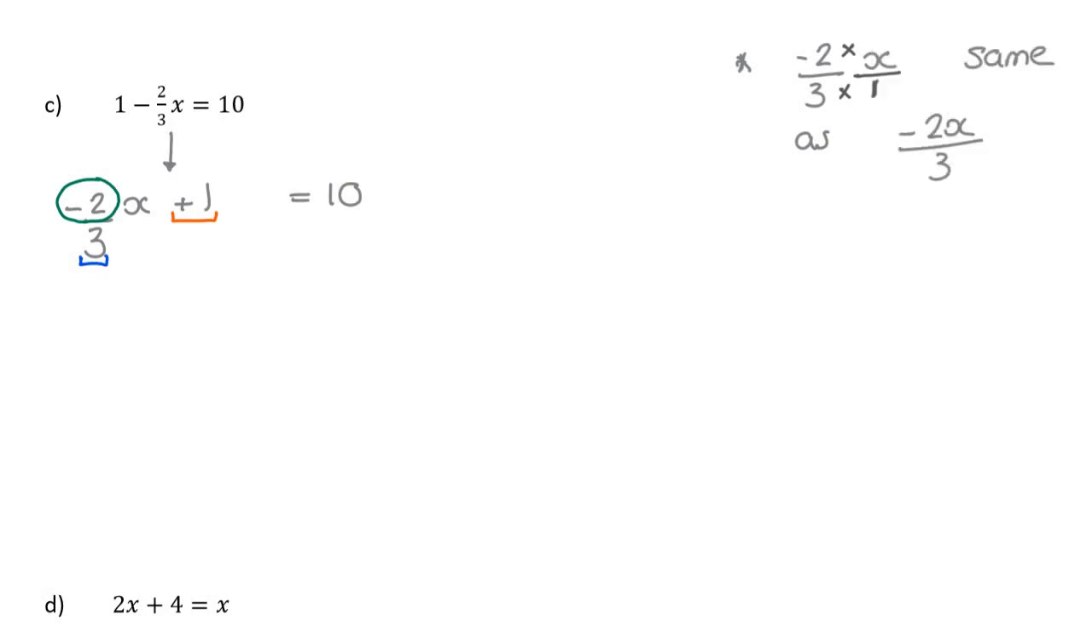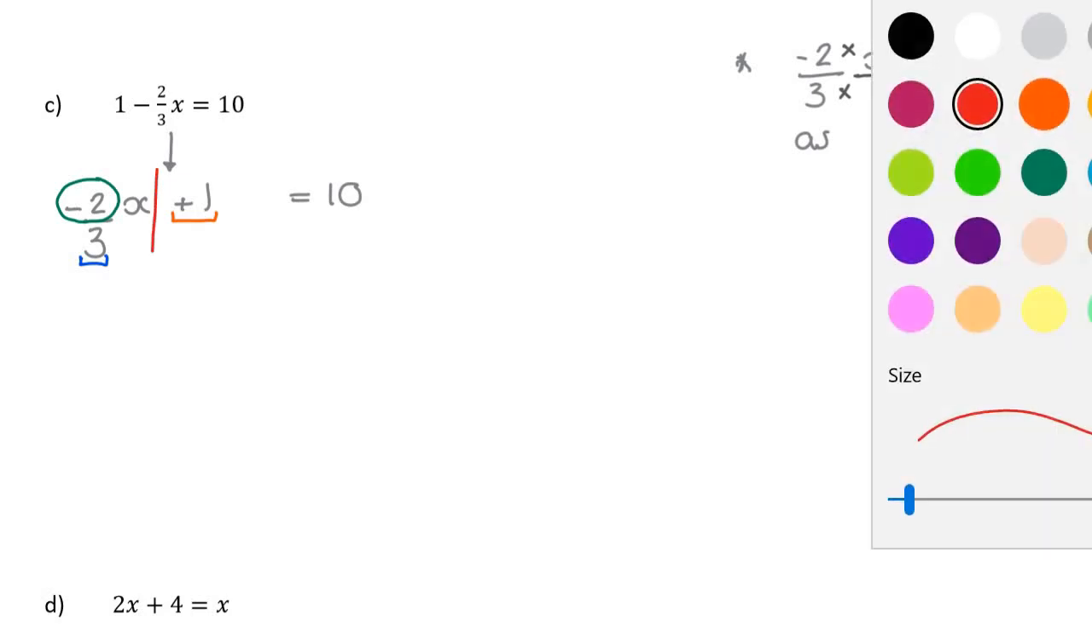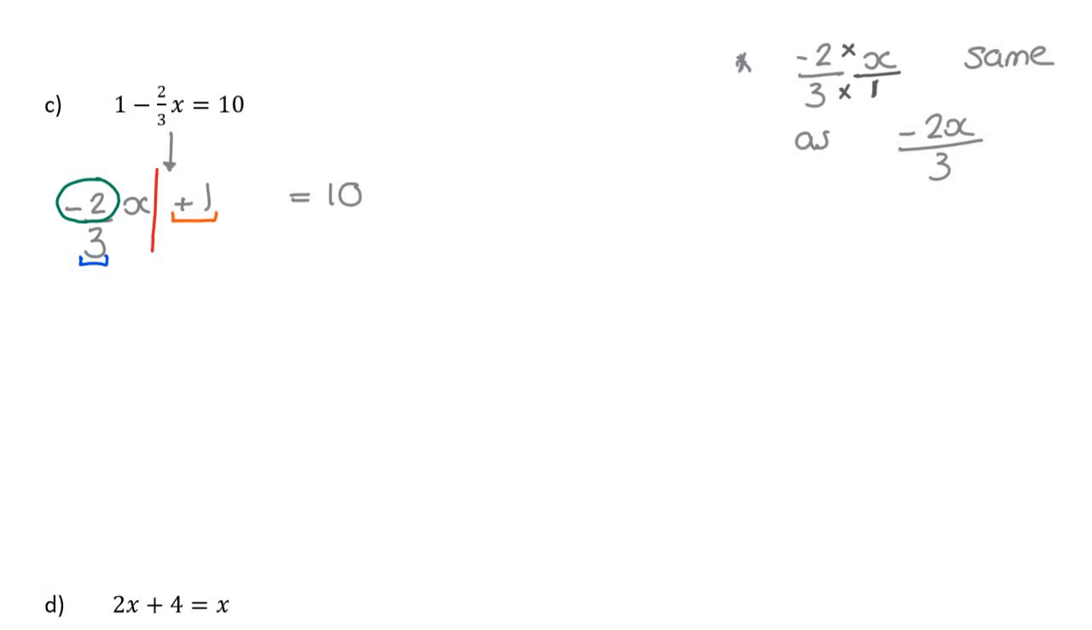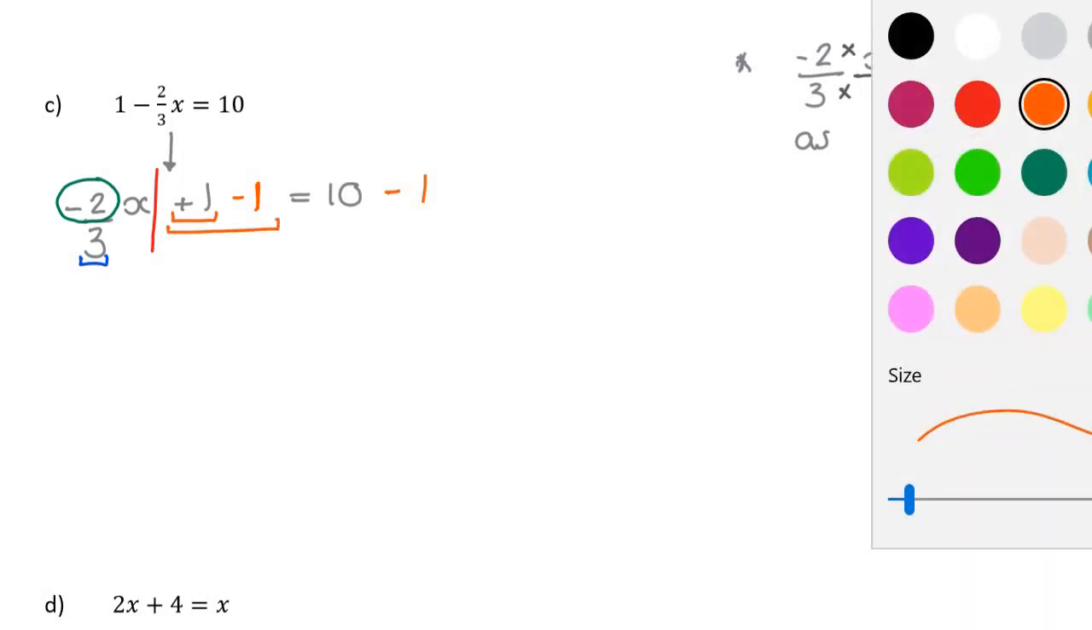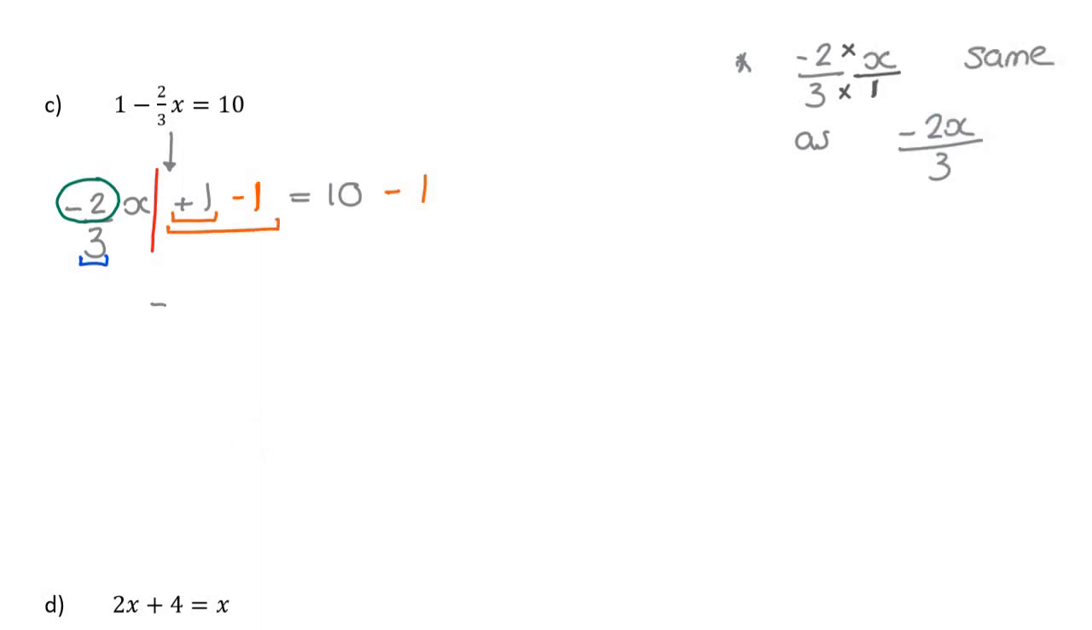Don't forget that you always get rid of things furthest away from x. So whatever's in the other term. So I'm going to get rid of adding 1 first. So I'm going to subtract 1 from both sides. Now that means that these 2 will cancel each other out, which was the whole point of doing this. So I get negative 2 over 3x, the ones have disappeared, equals 9.